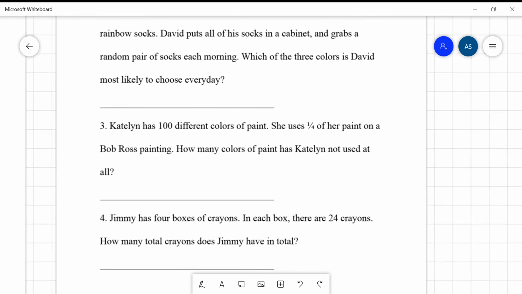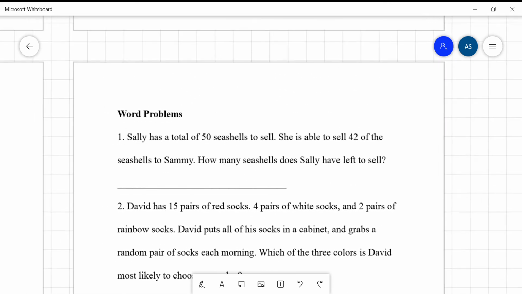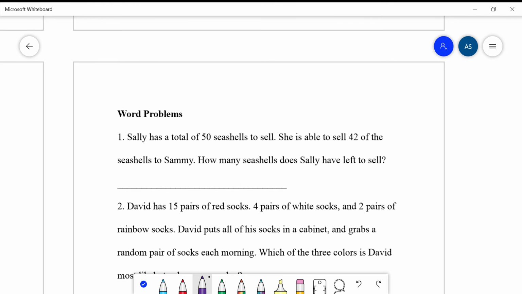We've got 4 word problems here. I'll be doing the first one. So let's see. Sally has a total of 50 seashells to sell. She was able to sell 42 of the shells to Sammy. How many shells does Sally have left to sell? Okay, so because she sold 42 of them, we're going to do 50 minus 42.